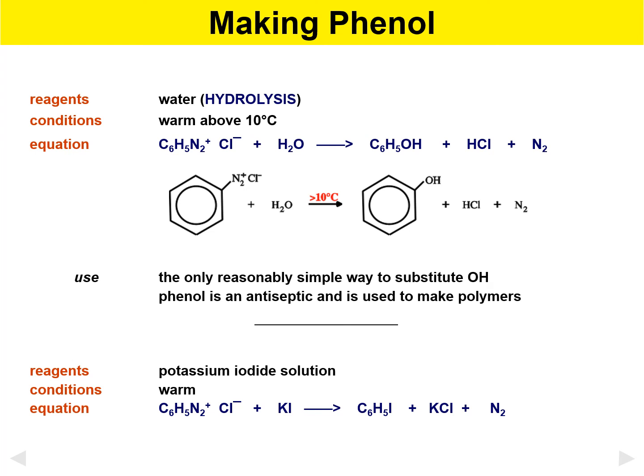Other reactions of the benzene diazonium salt are based around the fact that it is unstable when it is heated. If we dissolve it and warm the solution above 10 degrees, the benzene diazonium ion breaks down to form phenol. If we warm the benzene diazonium salt in a solution of potassium iodide, we can form iodobenzene.